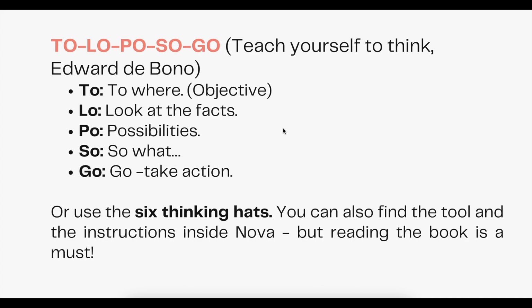So, all right. Toloposogo. Teach Yourself to Think from Edward de Bono. So, To is where you describe the objective. You start with To always. Describe the objective. Where are you going? And then after that, you will go and look for facts. So, Law. Law is where you look for the facts. Po is where you look for the possibilities. So is where you question your ideas. And Go is where you take actions.